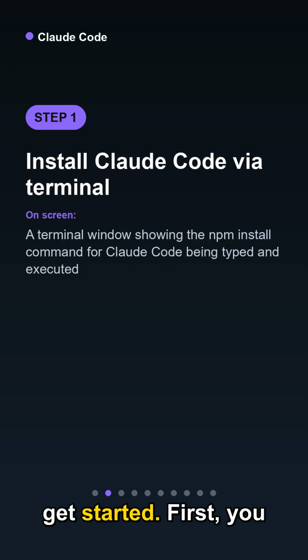First, you need Node.js installed on your machine. Grab it free at nodejs.org if you do not have it. Then open your terminal and run the command npm install -g @anthropic-ai/claude-code. This installs Claude Code globally so you can use it in any project folder.